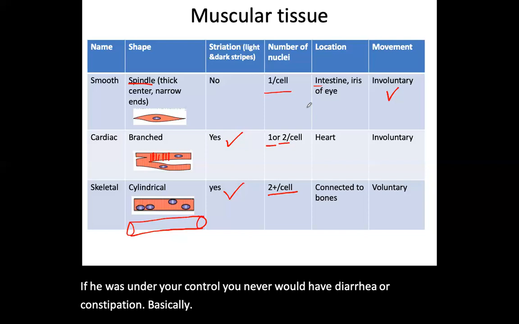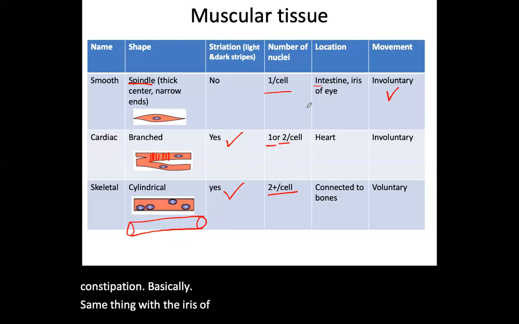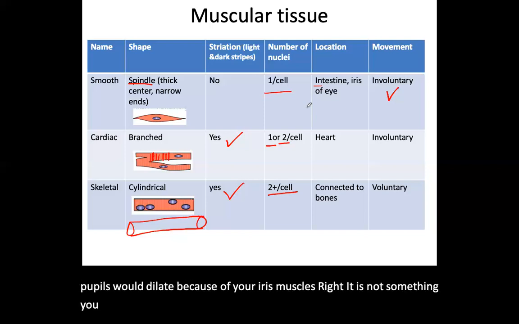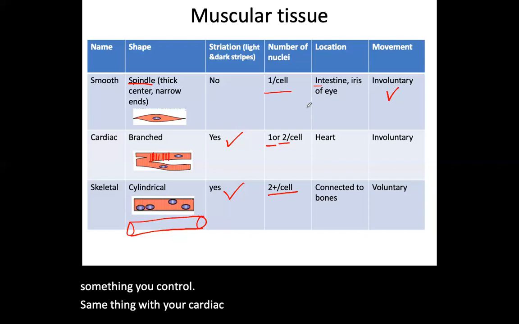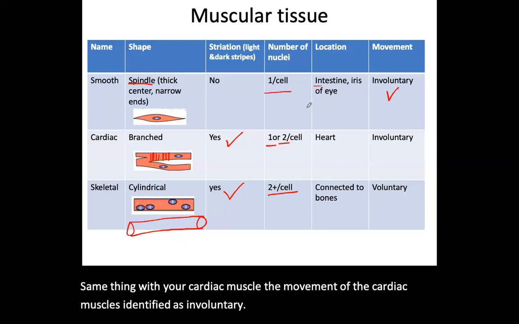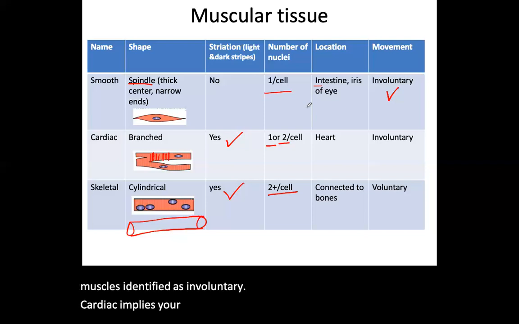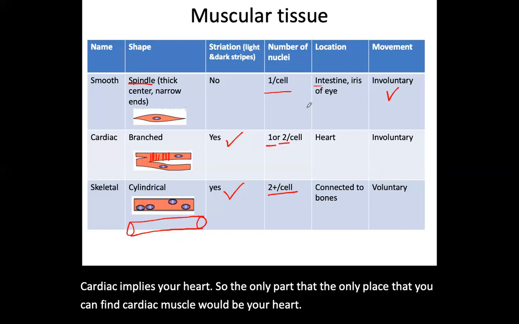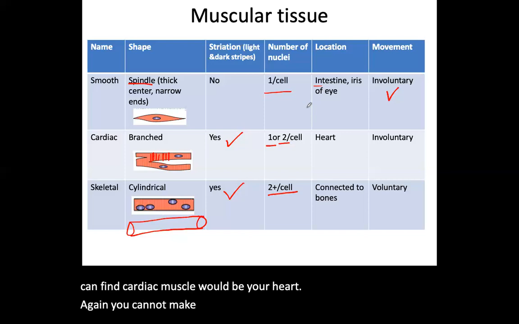Same thing with the iris of the eye. If you go into a bright room, your pupil will dilate because of your iris muscles, right? It is not something you control. Same thing with your cardiac muscle. The movement of the cardiac muscle is identified as involuntary. Cardiac implies your heart, so the only place that you can find cardiac muscle would be your heart. Again, you cannot make a conscious decision to increase or decrease your heart rate.